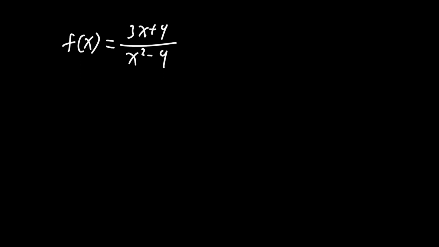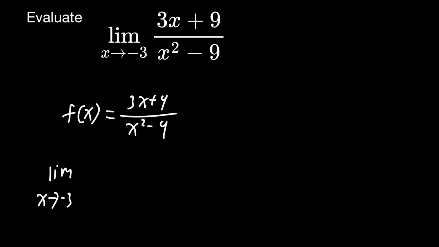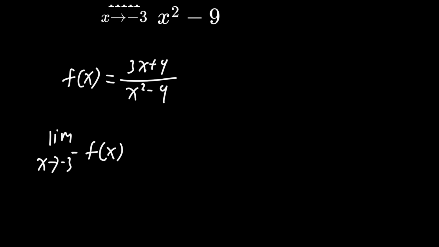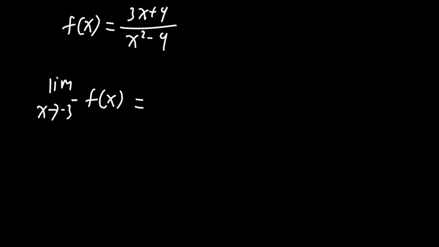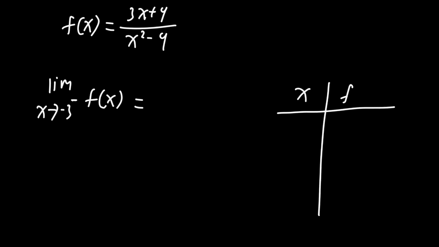Now we want to test the one-sided limits as x approaches -3. We want to start by testing the x values from the left-hand side. We put this negative bar here, and here's the function to represent this rational function. Then we want to figure out what that function equals. The first thing we want to do is construct a table. Here's the function.